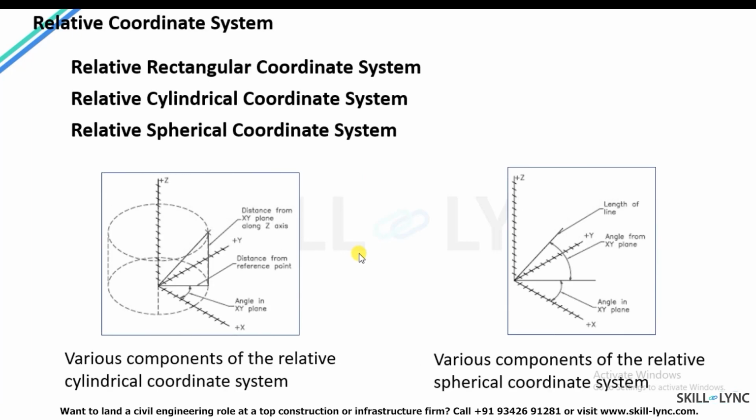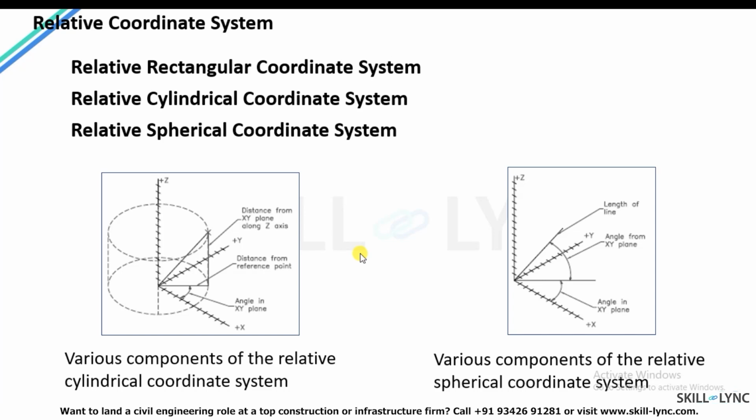So this is the absolute coordinate system. Next is the relative coordinate system. In the relative coordinate system, you know that in the 2D system, it was a polar coordinate system and a relative rectangular coordinate system. Here we have 3 coordinate systems: one, the relative rectangular coordinate system, the relative cylindrical coordinate system, and the spherical coordinate system. So the polar coordinate system is now subdivided into the cylindrical coordinate system and the spherical coordinate system.